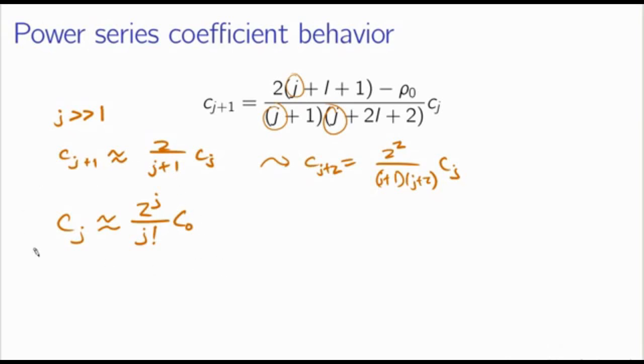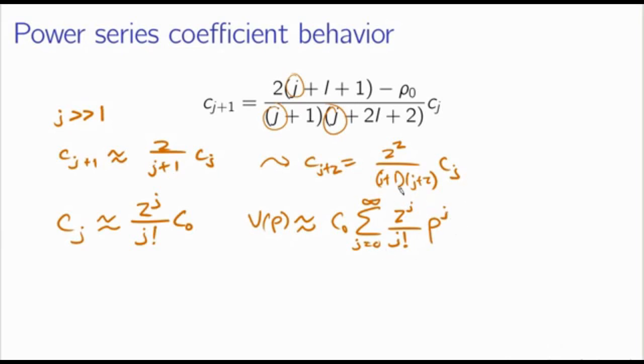So if this is the form of the coefficients of our power series, this should look familiar. This means that v of rho is approximately equal to, for large rho, c naught times the sum from j equals 0 to infinity. Assuming this is exact, we can start our sum at 0. 2 to the j over j factorial. It's not 2j, it's 2 raised to the jth power, times rho to the j. That's our representation of v of rho.